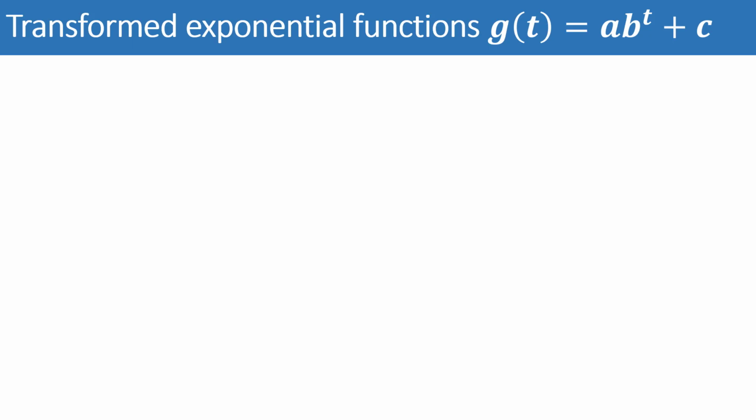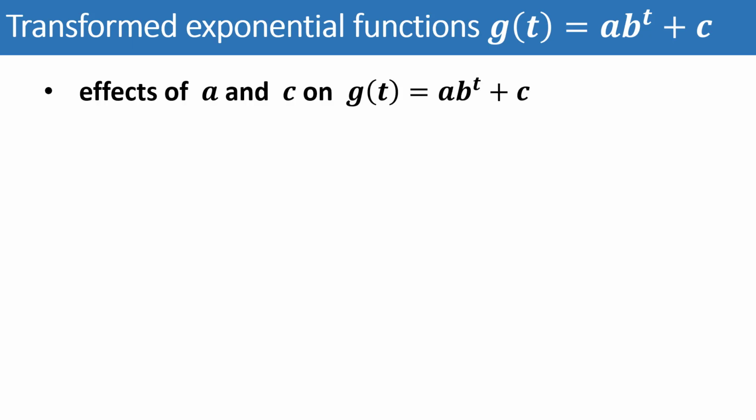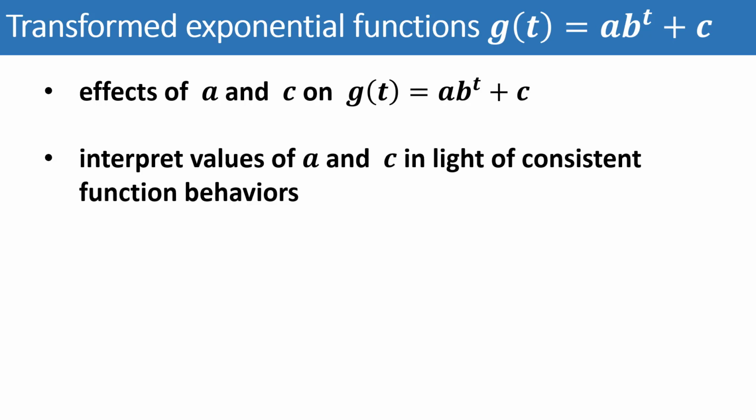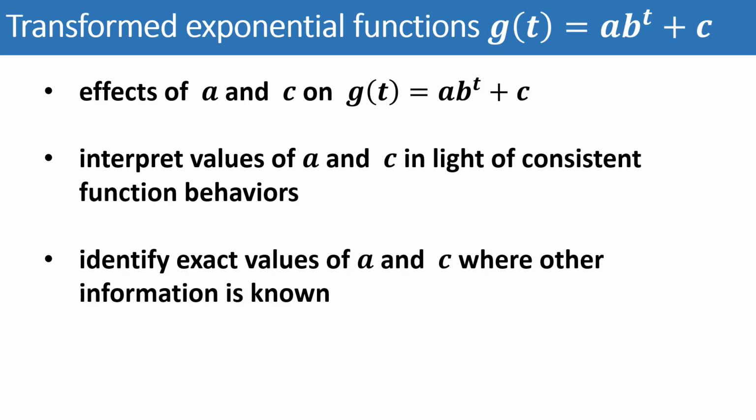In this section, you will learn the effects of the values of a and c on the function g of t equals ab to the t power plus c, how to interpret these values in light of certain consistent function behaviors, and how to identify exact values of a and c in certain contexts where other information is known.